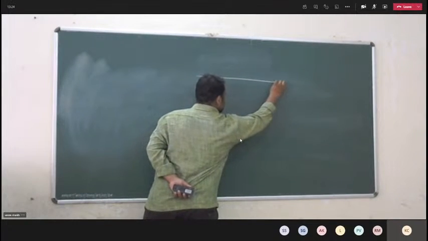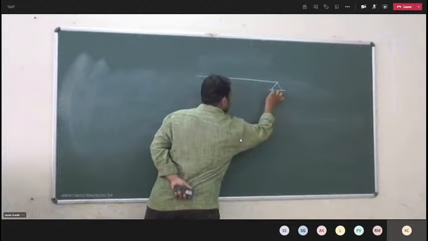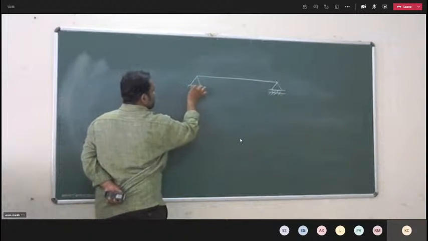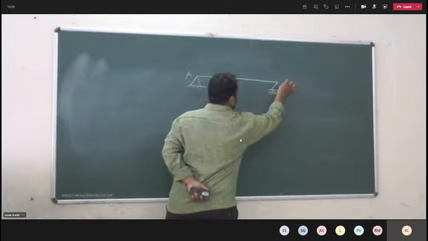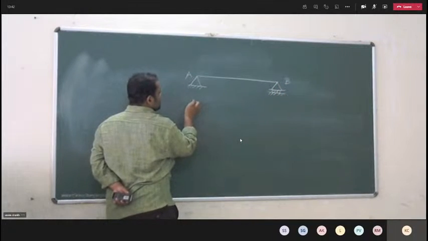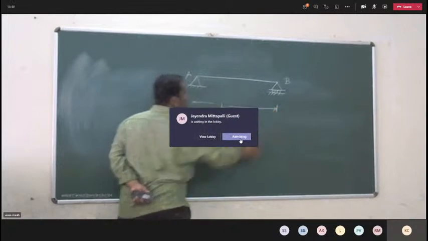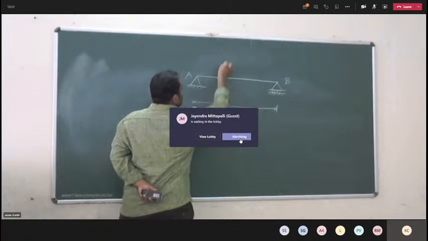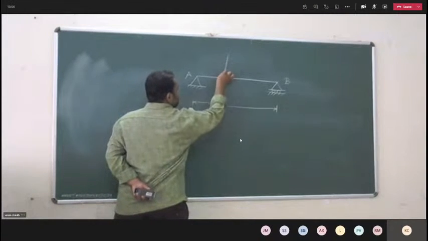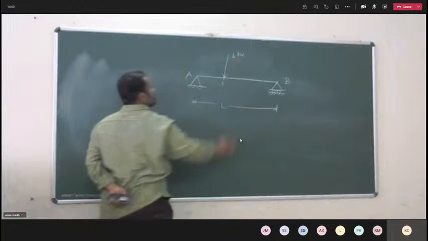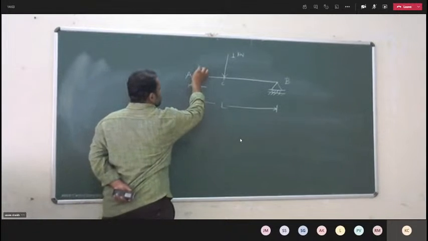In the last lecture, we took one simple beam, a simply supported beam. One end is hinge, the other is roller. The left support is A, the right support is B. The span of beam AB is L. We have taken the load at point C, which is 1 kilonewton, at a distance x from the left support.